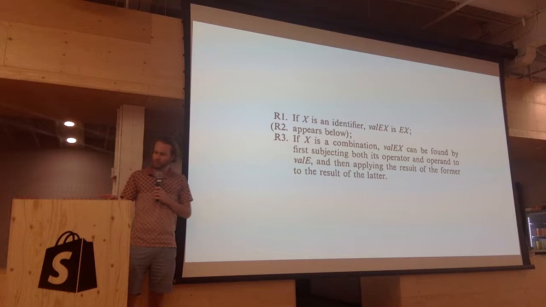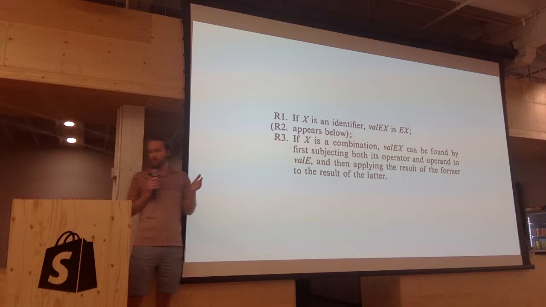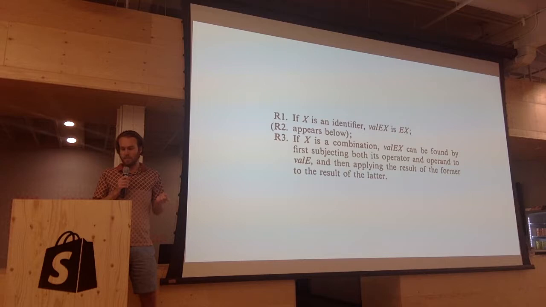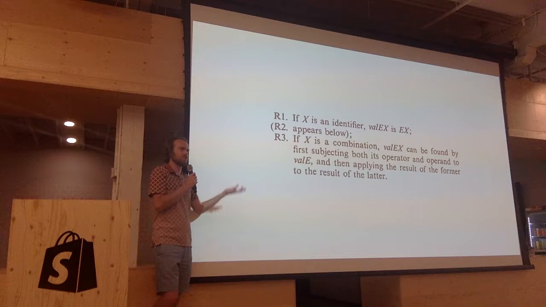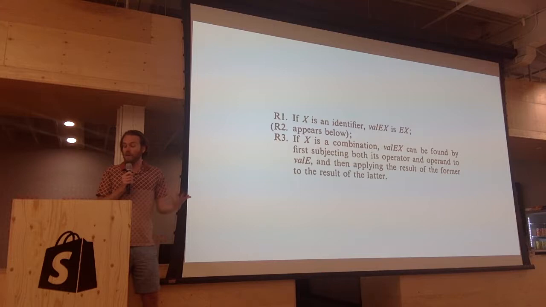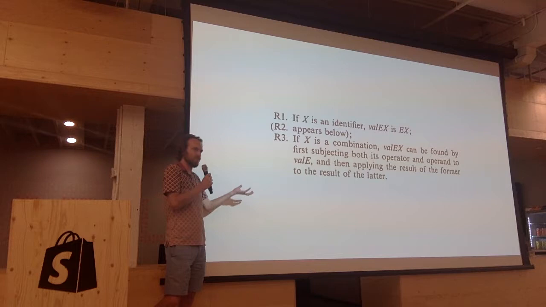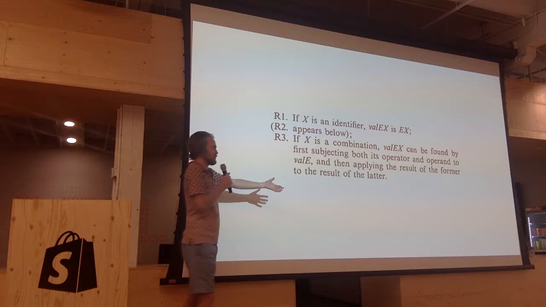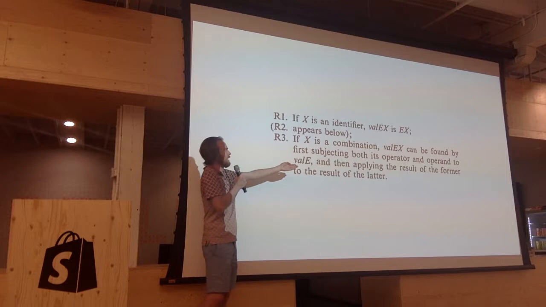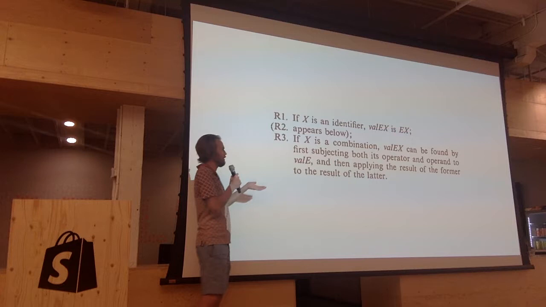R2 is on the next slide. Rule 3 is if x is a combination, then the value given environment E of x can be found by first subjecting both its operator and operand to val E, val E being itself like a function which tells you the value of something given the environment E, and then applying the result of the former to the result of the latter. All that's saying is you evaluate whatever is in the operator place of the combination fully first, then you evaluate whatever's in the operand position, using the same rules, and then you apply that operator value to the operand.